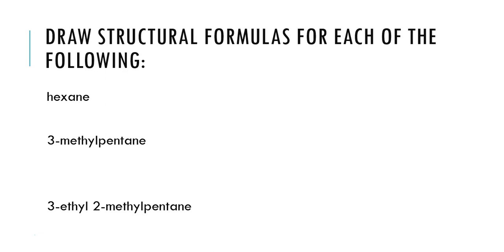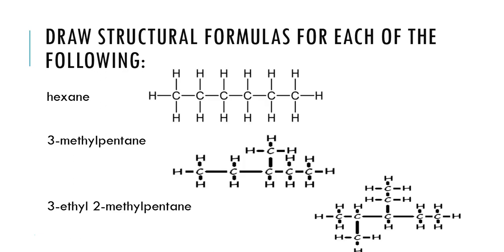Okay, so let's go over these. Hexane, we know that's just 6 carbons in a chain, and then we have to add the appropriate number of hydrogens. Sometimes people will leave out hydrogens or try to draw too many, but remember that carbon always makes 4 bonds, so you need to give it enough hydrogens for that to be true. 3-methylpentane: I have my 5 carbons in a chain, and then on the third one, I'm going to draw a methyl group, which is a 1-carbon group. And then 3-ethyl-2-methylpentane.